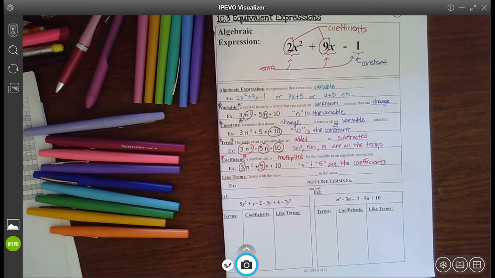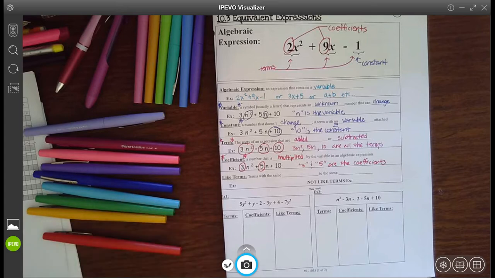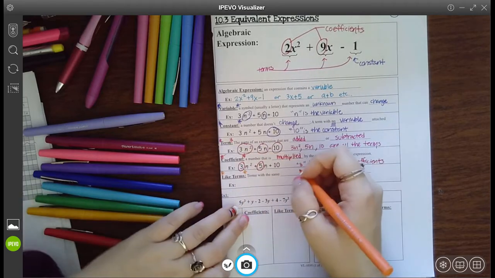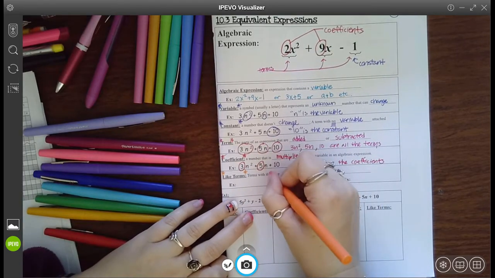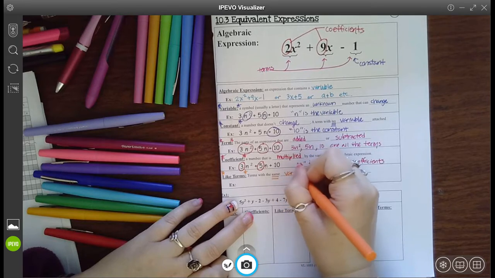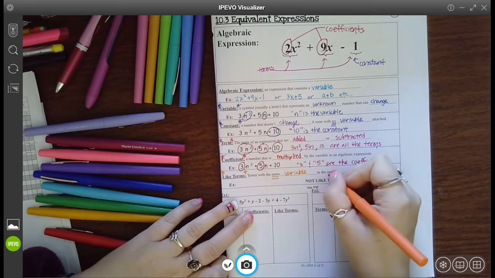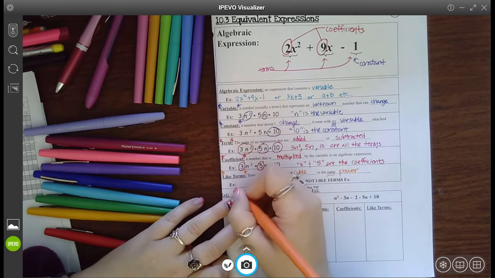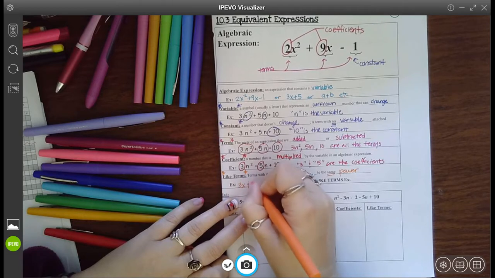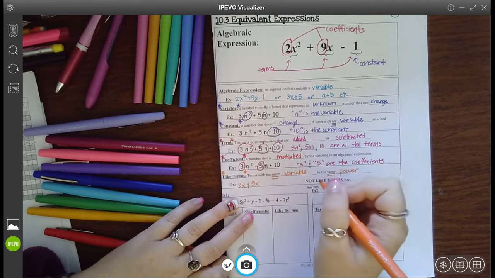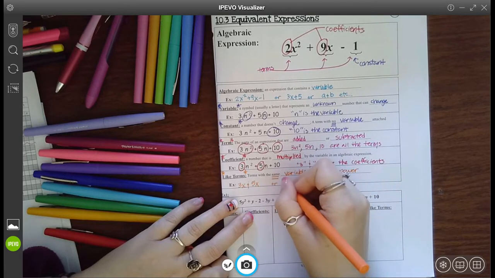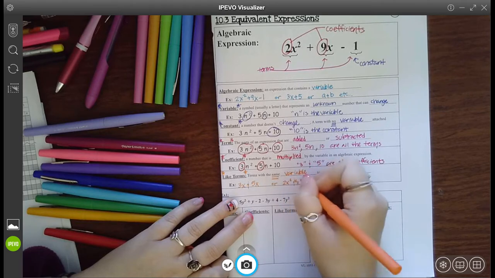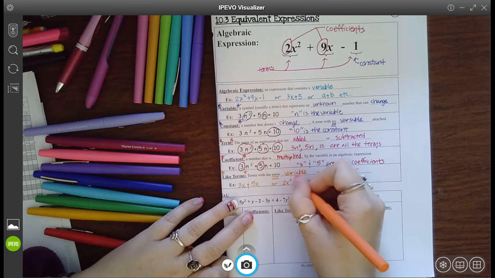And then finally, a like term. Okay, so we already established what a term is. It's the parts of an algebraic expression. But like terms have to have the same variable or same letter raised to the same power. So for example, 3x and 5x. They're both x's and the x is to the power of 1. There's nothing written there. Or we could say 2x squared and 4x squared, because they're both x squareds. They're both x's and they're both raised to the power of 2.